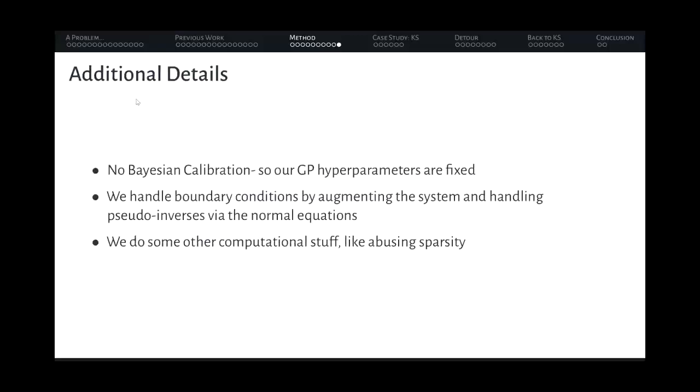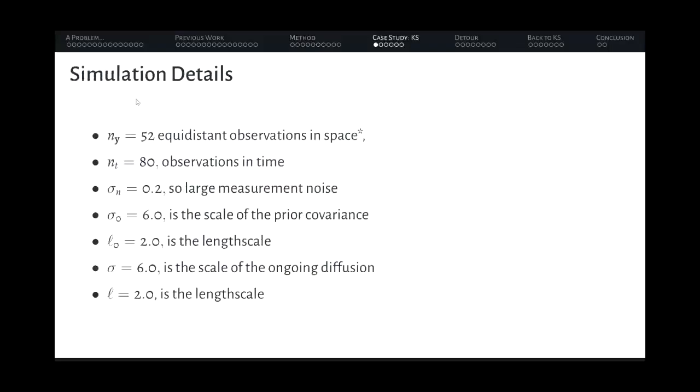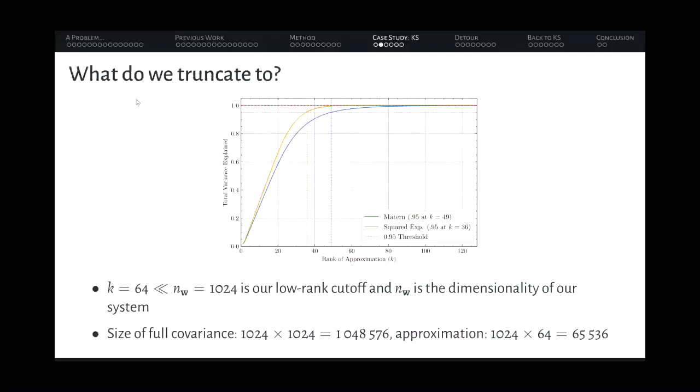Some additional details. I'm not estimating parameters. It's what my previous work was doing, and I'll probably do it in my next work, but not for this one. Handle boundary conditions by augmenting the system. So I'm forming an overdetermined system and then doing my inversions via the normal equations. And yeah, abusing additional computational stuff like sparsity. More details. When someone inevitably asks a question, we'll go back to this slide.